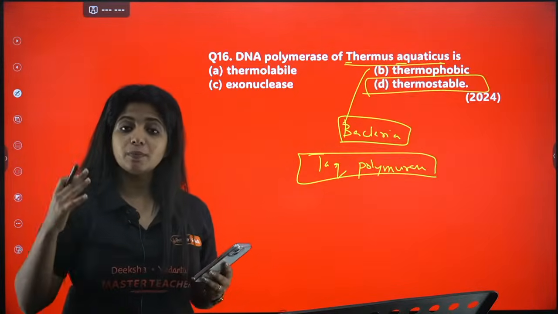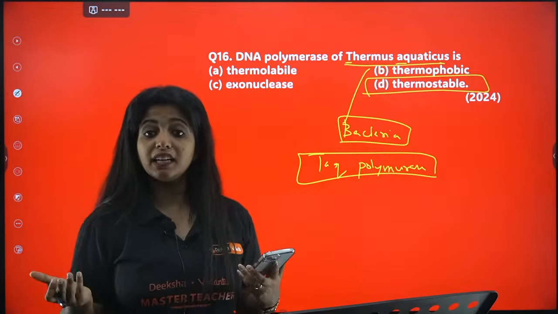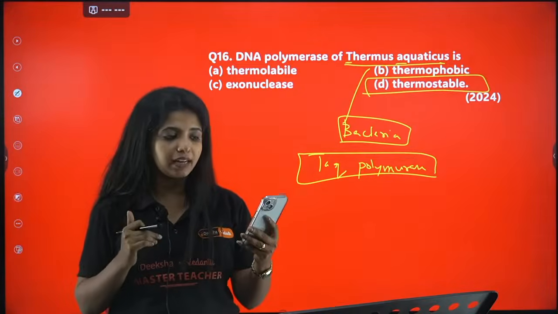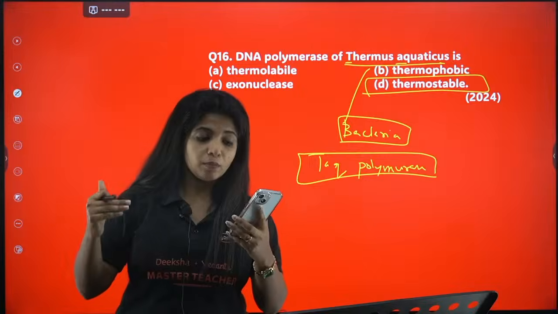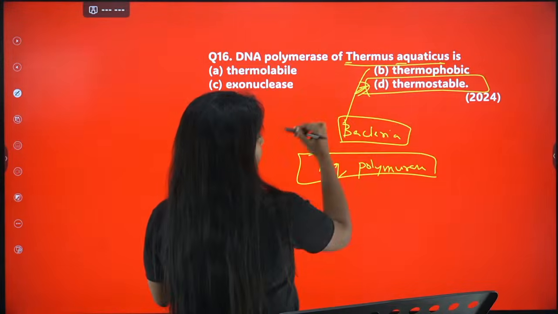Thermostable, it has to be thermostable. It should withstand high temperature, because in PCR you have very high temperatures, right? 95 degrees Celsius, 72 degrees Celsius, things like that. So we need something temperature resistant, something that remains stable at high temperature. So your answer for this question is D, not B.